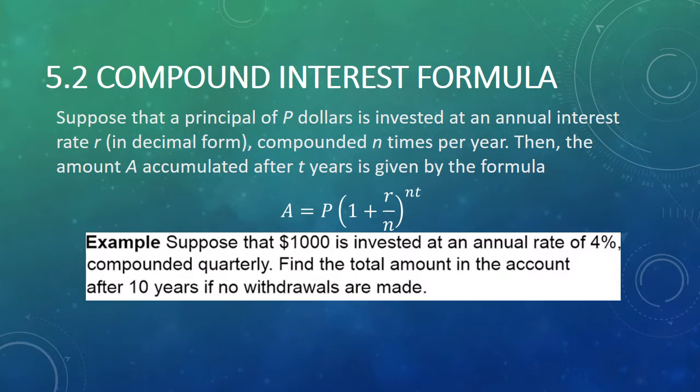So try this example. Let's say you invest $1,000 at an annual rate of 4%, compounded quarterly. There's the key. Quarterly means 4 times a year. Find the total amount in the account after 10 years if no withdrawals are made. Pause the recording, give it a try, and resume to check your answer.